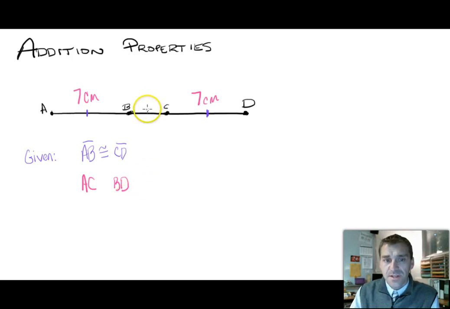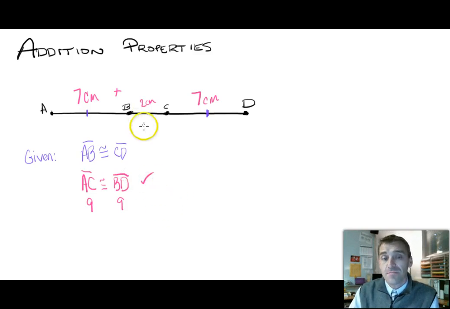Because let's say for example BC is 2 centimeters. If BC is 2 centimeters, then if I add together, hence addition property, 7 and 2, that would make AC 9. If I add together 2 and 7, that would make BD also 9. So you could conclude that these two segments right here would be congruent.